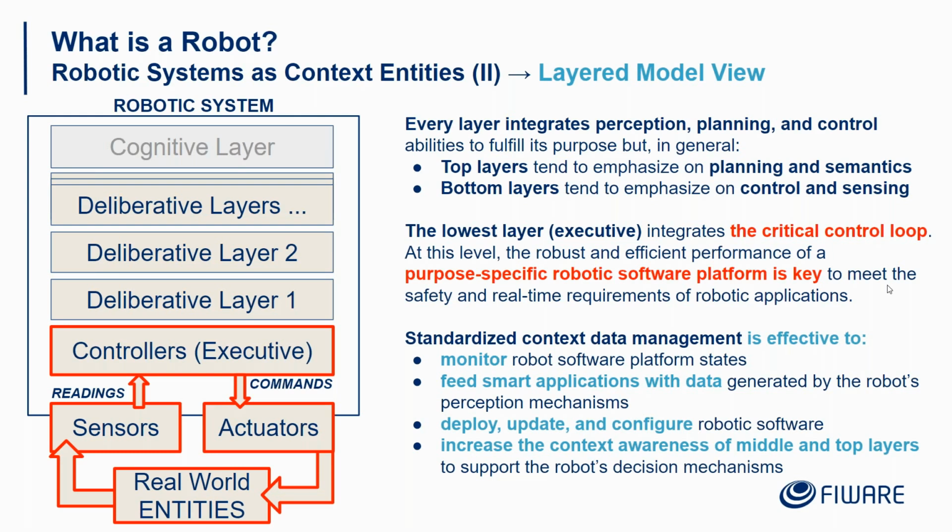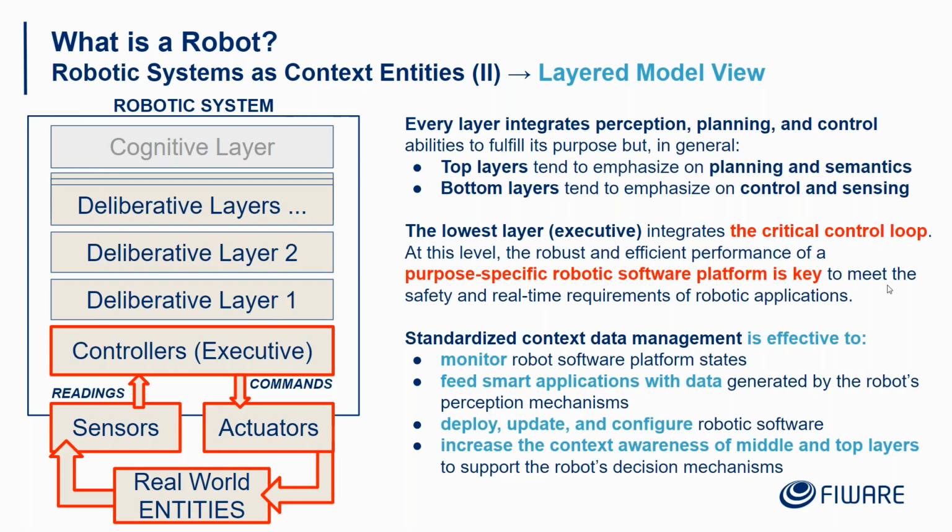It is important to mention that the lowest layer, the one closer to the hardware, integrates a critical control loop where the performance of a purpose-specific robotic software platform is key. We should not try to extract this critical loop from the physical robot platform, taking it to the cloud or to a distributed architecture, because it is extremely risky and it is not acceptable within the robotics world.